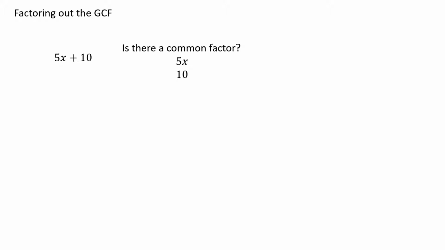So do 5x and 10 have a common factor? It turns out they do. They're both divisible by 5. And watch what we can do with that fact. What I can do is take the number 10 and turn it into 5 times 2. Now, everybody knows that 5 times 2 is 10, but why would you want to go the other way?